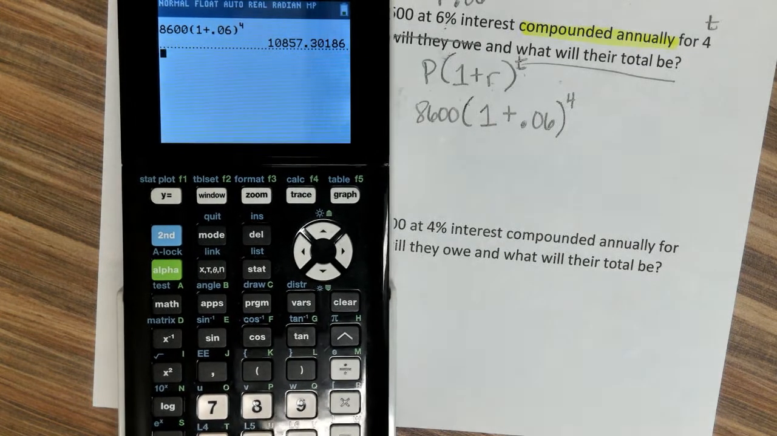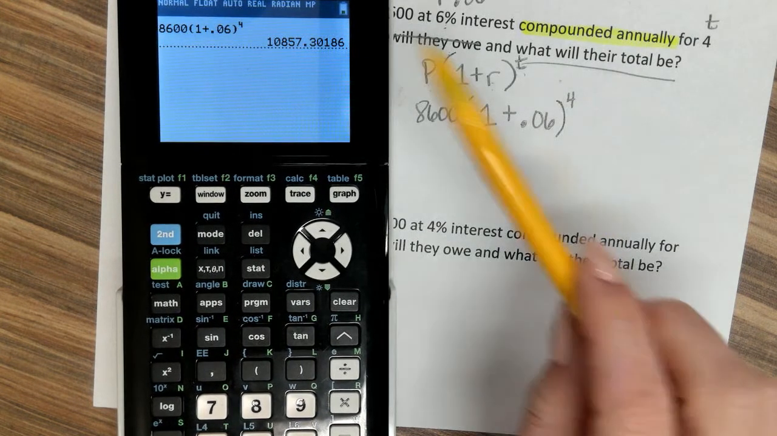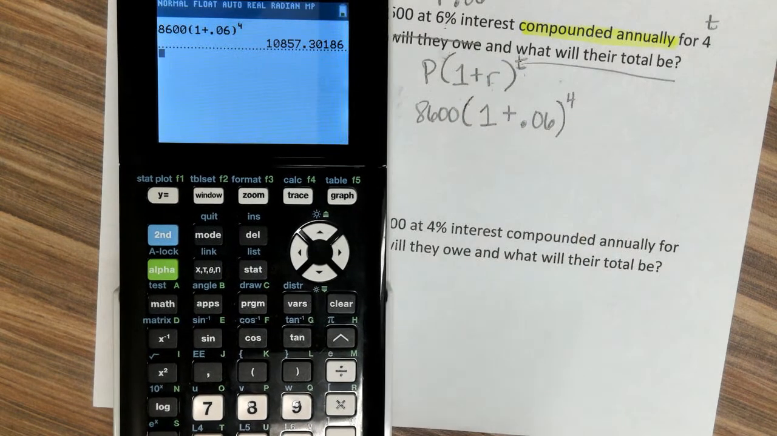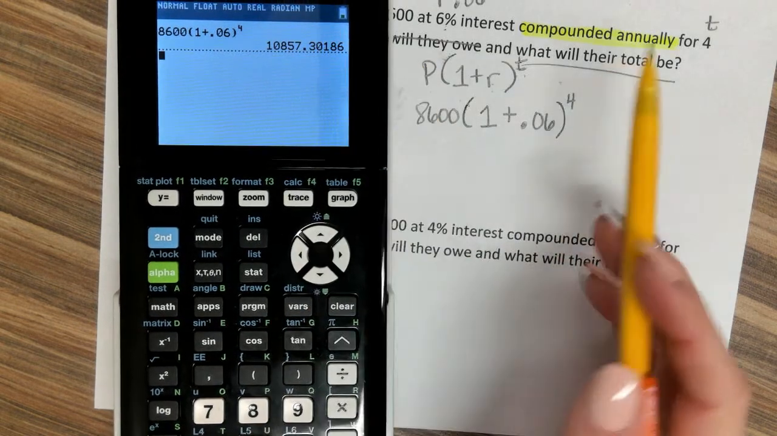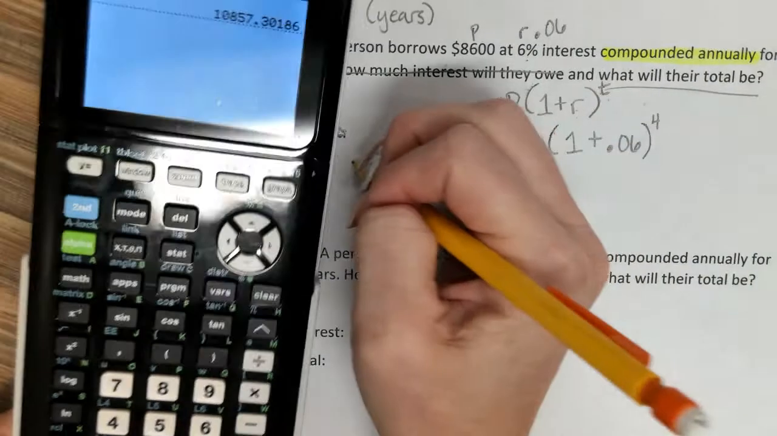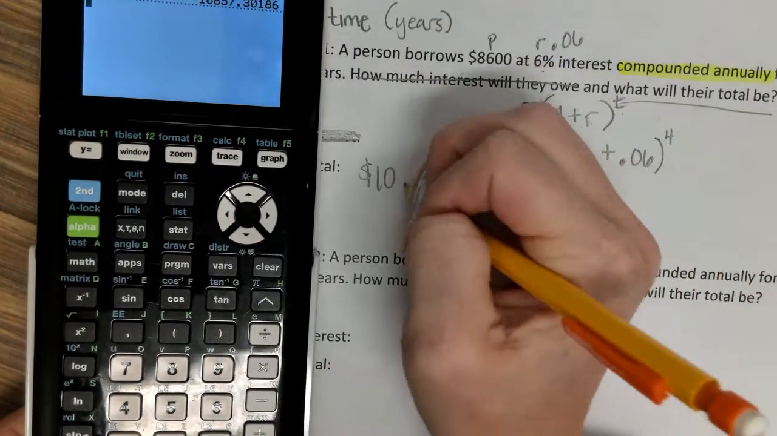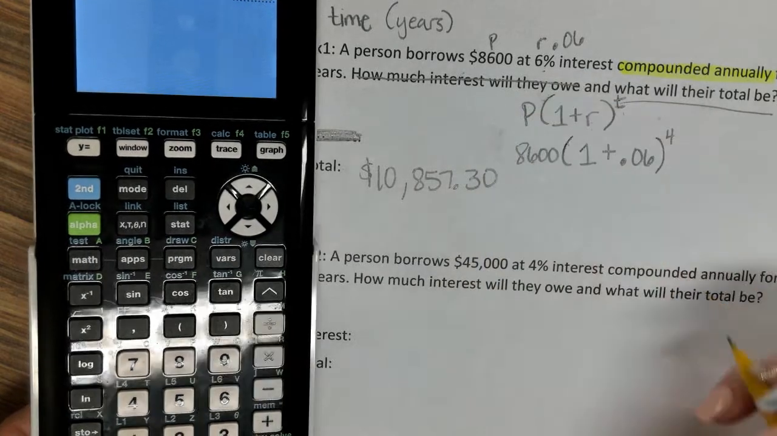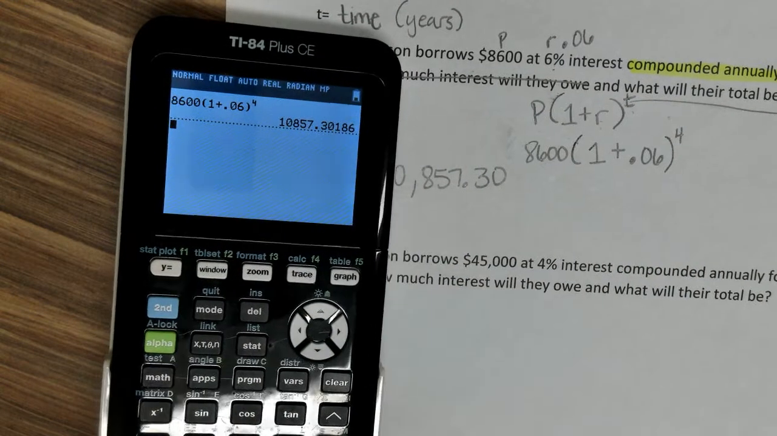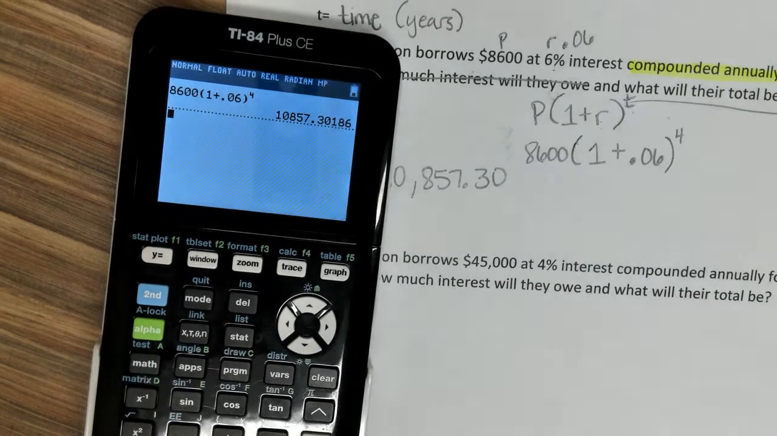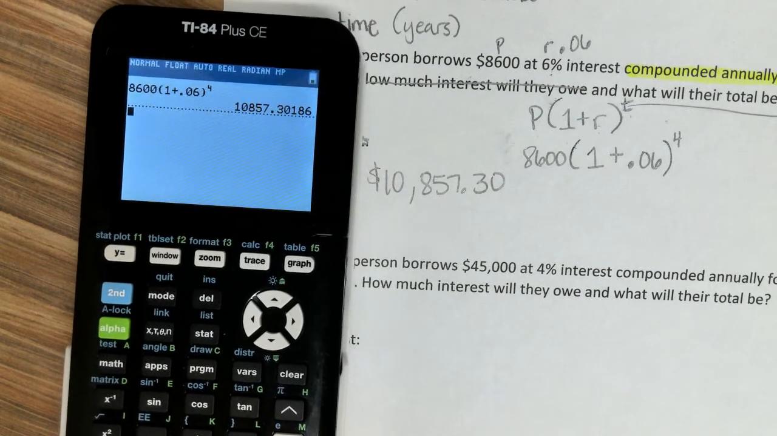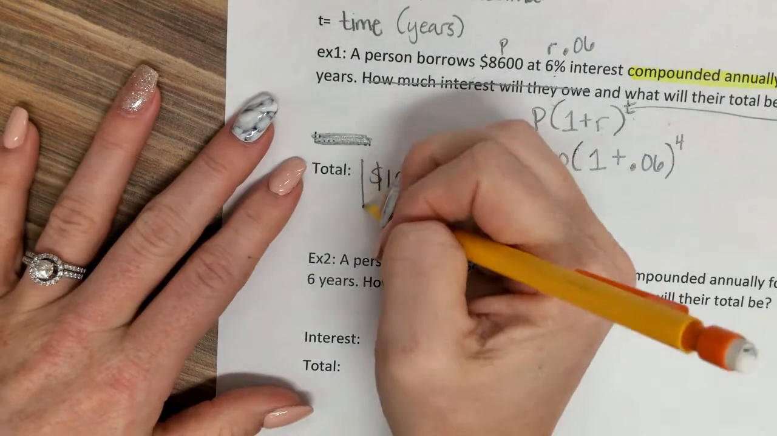Now this is money, so you just stop at the hundredths place. So that second decimal. You don't want to be in rounding mode because it'll change your percent. But you can just stop for money. So it's $10,857.30. Why did I stop at the 30? Because it's money, and money stops at that second number after the decimal. Make sense? All right, that's how much I'm going to pay back total.